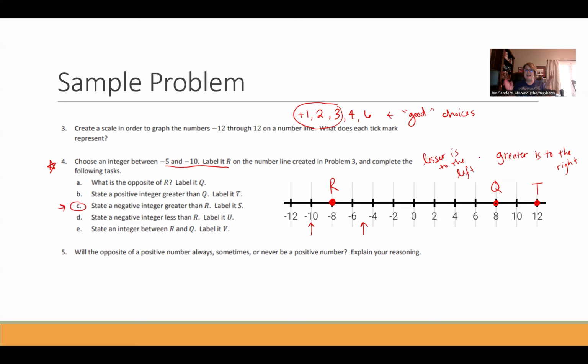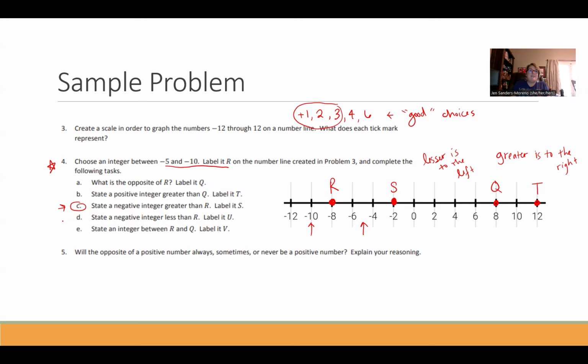Okay. Well, that's going to stay true even if we're on the negative side of the number line. So greater is always to the right. So here, if I have R, which is -8, and it asks me to state a negative integer greater than R, I want to choose any negative integer that's to the right of -8. It can be a little to the right or a lot to the right. So let's say we decided to choose -2. So that's S. So on a number line that's horizontal with positives and negatives, greater is always to the right, lesser is always to the left.